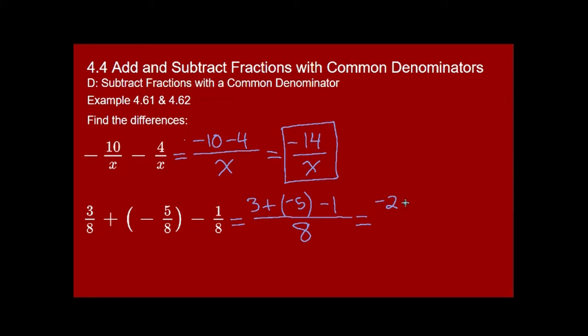I'm going to copy the rest of the problem, minus 1 over 8. Okay, now I can simplify this even further. Negative 2 minus 1 is equal to negative 3, and I keep the common denominator, negative 3/8, and that cannot be reduced. So that is my answer.